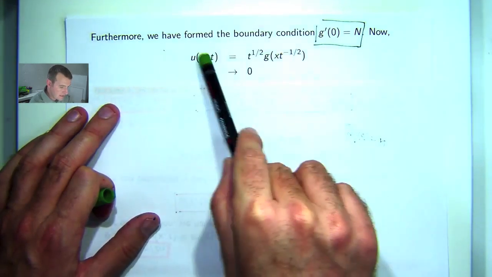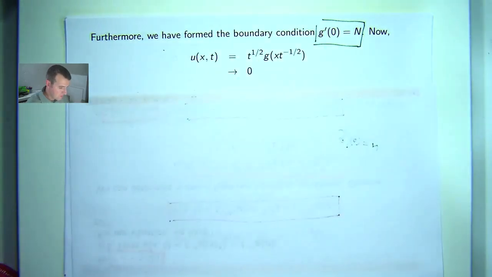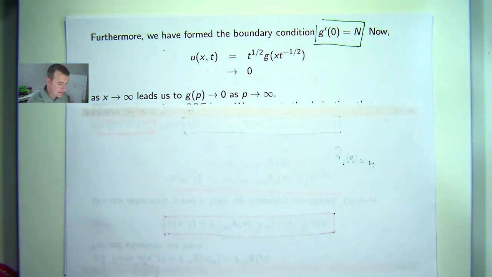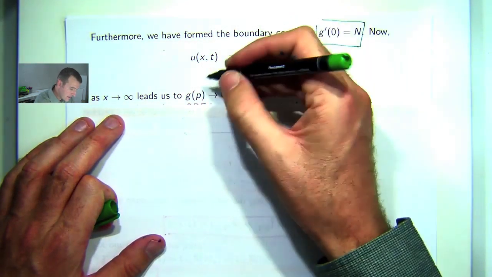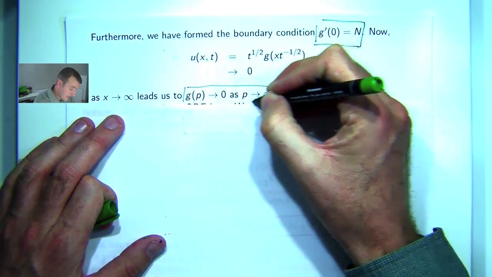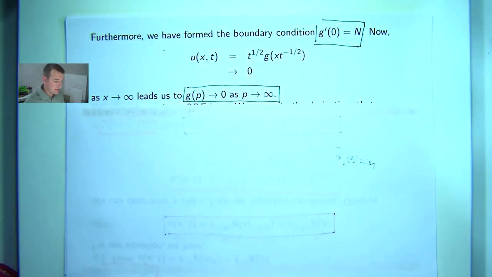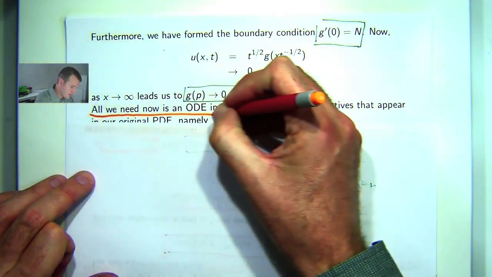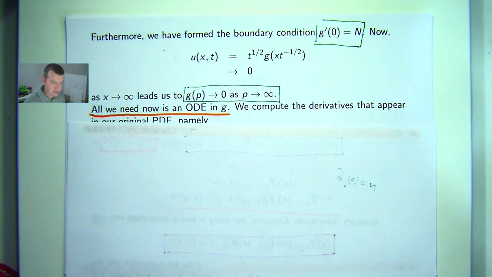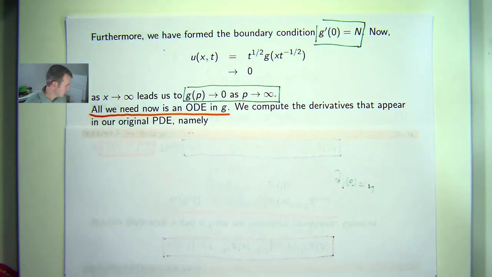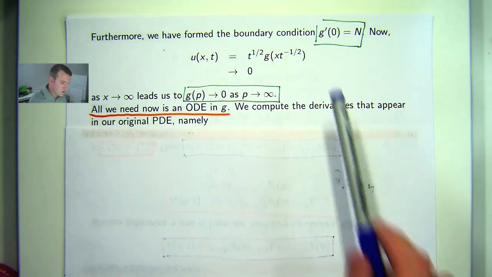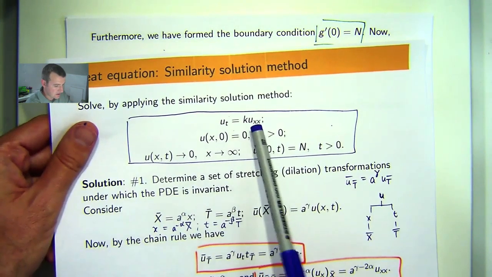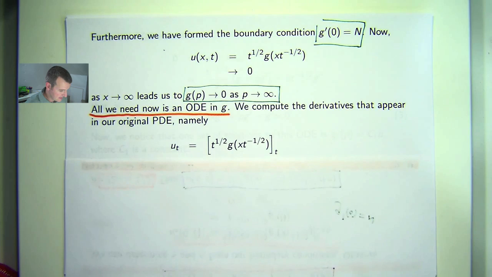If we look at this condition as x goes to infinity in this form, what happens? Well, as x goes to infinity, it leads us to g of p going to 0 as p goes to infinity. So we have this condition, and now all we need to do is form an ordinary differential equation in G to complete our working, which we'll hopefully solve. So, working from this form of solution, let's calculate u sub t and u sub xx and see what happens to the PDE when we plug these in.